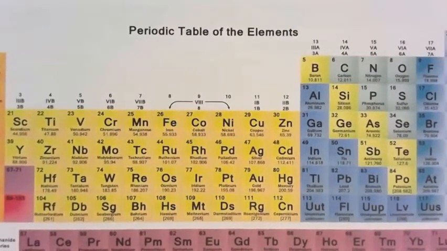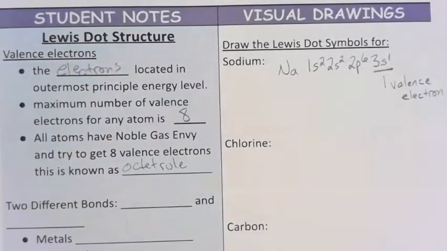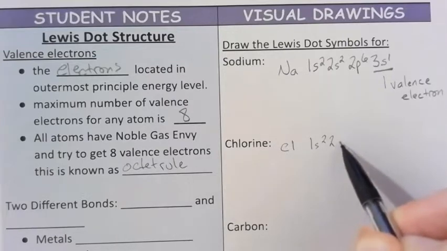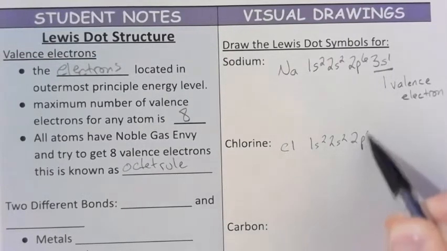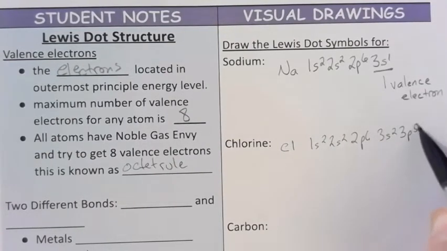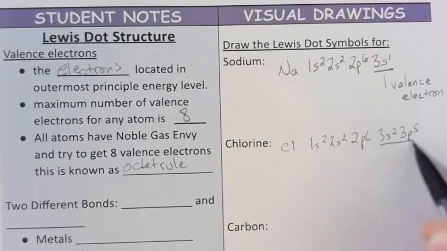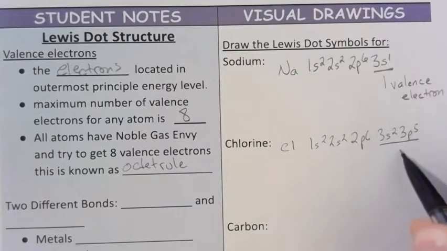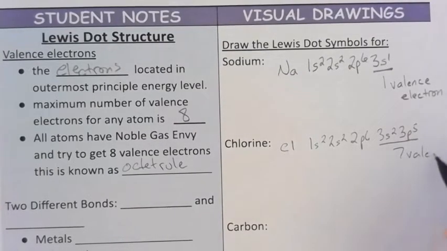All right, if we were to jump over to chlorine, which is still in that third period, but now it's in this seventh column or seventh group, chlorine's electron configuration is 1s2, 2s2, 2p6, 3s2, 3p5, and again, the highest energy level that electrons are added in is the third, and in total, we have 7 valence electrons.